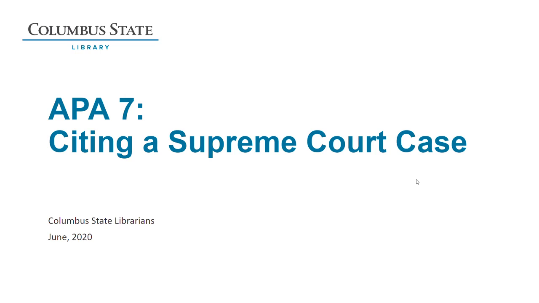When using APA format for a paper, you'll be required to cite the original sources of any outside information you include. This is to give credit to the original authors and to avoid plagiarism. This video demonstrates how to create a legal citation for a Supreme Court case using APA 7 style. You'll learn how to create a reference list entry and how to create your in-text citation from the entry.